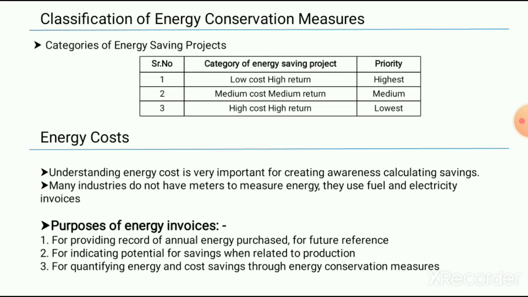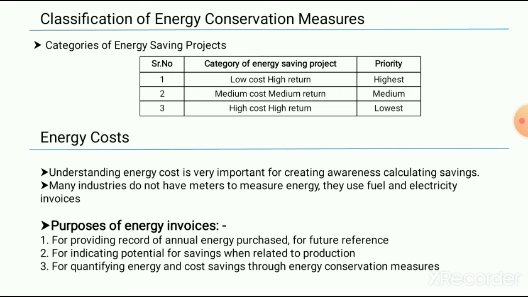The classification of energy conservation measures is in three categories. First, low cost, high return. For this, the priority given is highest priority. And the second, medium cost, medium return. The priority given is medium. And third, high cost, high returns. The priority given is lowest.